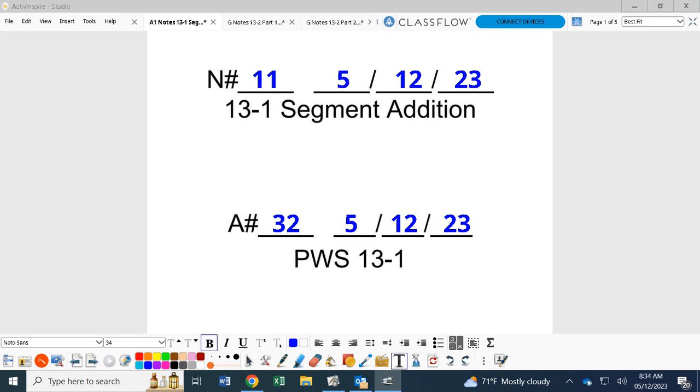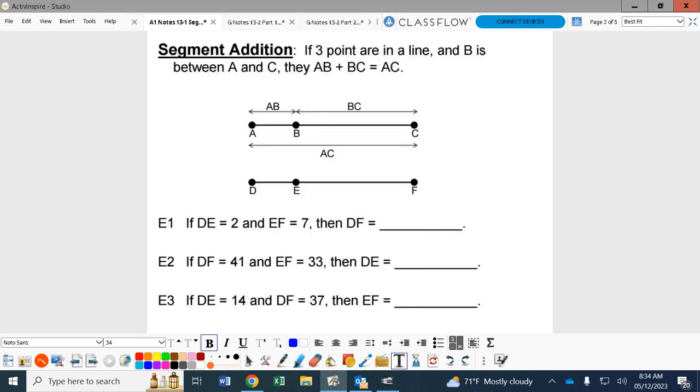Called segment addition. This is our first geometry topic. It is going to deal with a rule that says if 3 points are in a line, you can see we've got point A, point B, and point C. If B is between A and C, then when you add up the two parts, AB plus BC, it's going to equal AC.